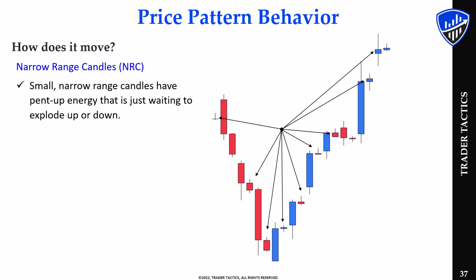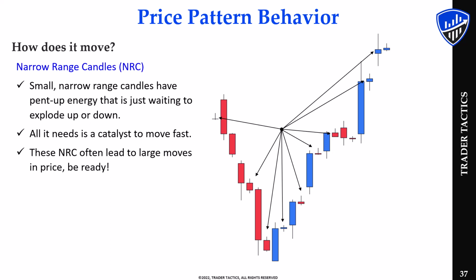And so a lot of our trading tactics are built around that, of finding these narrow range candles or waiting for the setup to happen and then anticipating these big expansions of price, either up or down, and then getting in on that as it's happening, or maybe a little bit after the expansion has started to happen. And that way we can get that big price movement, which translates to profit potential for us. So again, all that needs is a catalyst to move fast. These NRCs often lead to very large moves in price movement. So we want to be ready for them and anticipate that happening. Let me show you some examples.